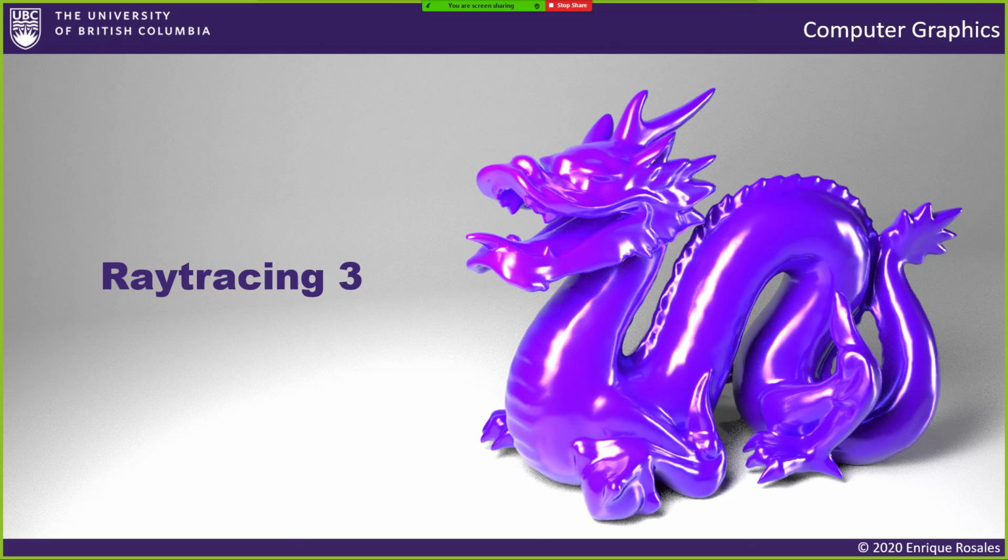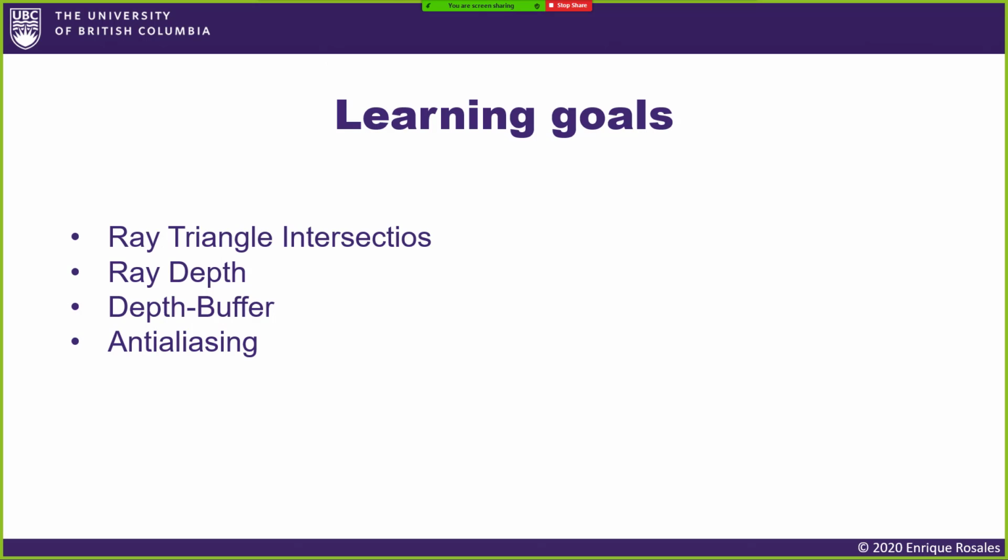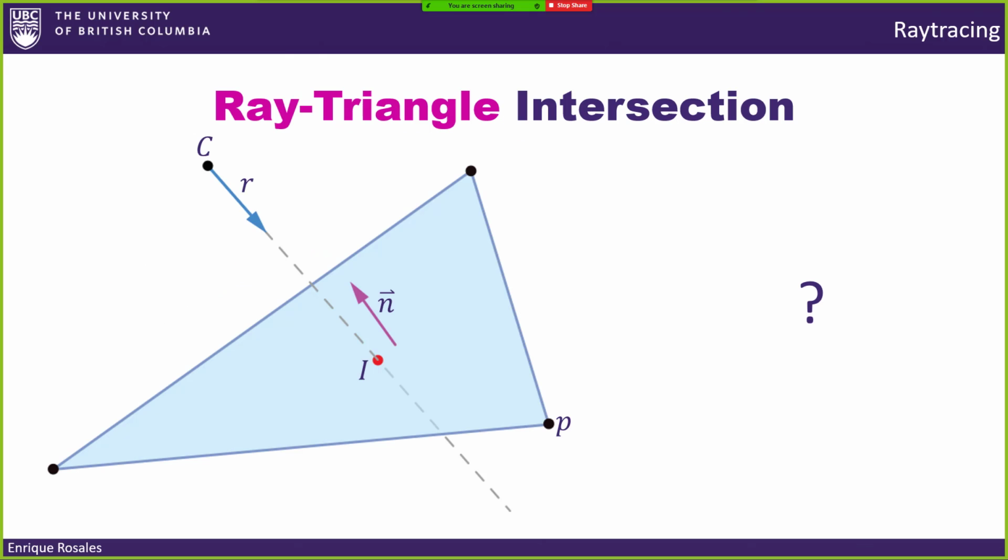So learning goals for today. We will talk about ray triangle intersection. That is basically the thing that we almost discussed in the last lecture, but there's a tiny detail that we need to discuss. We will talk about ray depth, depth buffer, and finally also anti-aliasing, right? Okay, so let's see this.